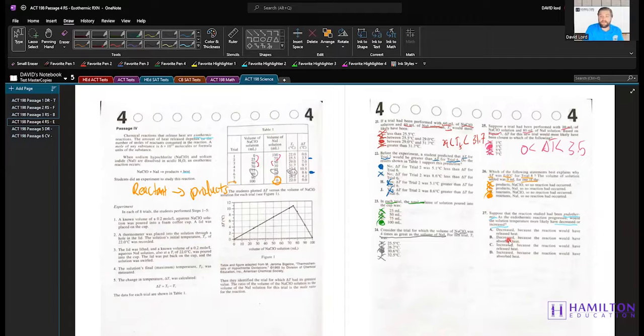So because the temperature decreased, I would cross off C and D because they say increased. The reaction would have released heat. That's for exothermic, so it's not released. And then B, decreased because reaction would have absorbed heat. That is the definition we wanted.